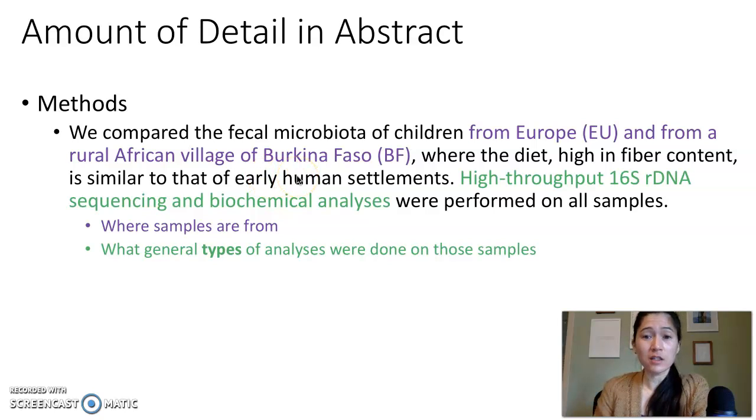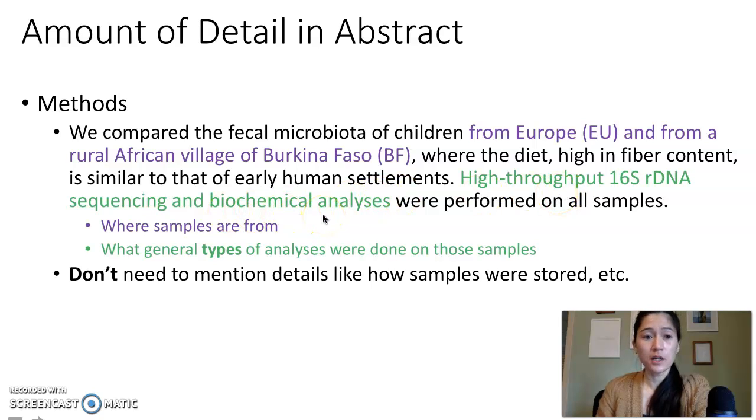And then for the methods, you also need to give an overview of the types of analyses that were done for these samples. So that's what's indicated in green. In this particular study, they used two general types of analyses, the high throughput 16S sequencing and the biochemical analyses. You don't need to mention a lot of additional details like how the samples were stored or anything like that. Here in the abstract, the methods, you're giving an overall overview, so where the samples are from and the general types of analyses that were used.